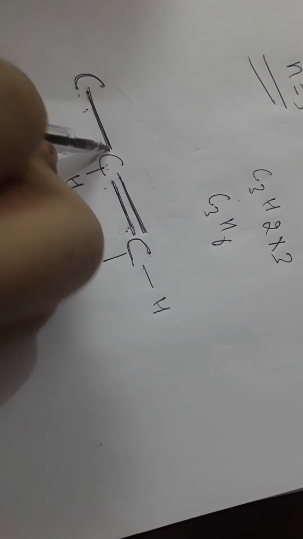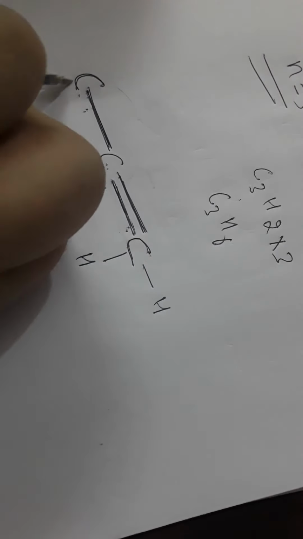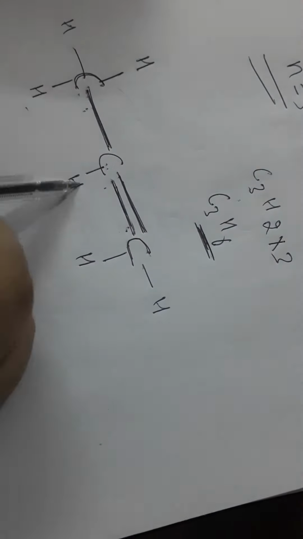Fine. This has 3 bonds completed. Put 1 more bond of hydrogen here. Now this has only 1 bond, so it requires 3 more bonds in order to complete its tetravalency. 1, 2 and 3. Fine. See, count the number of hydrogen. Is it satisfying this? Yes, 1, 2, 3, 4, 5, 6. Is this satisfying this? Yes, 1, 2, 3. Since alkenes have a double bond, is it having one? Yes, it has a double bond also.